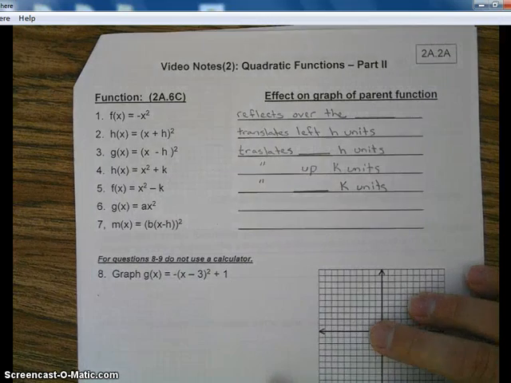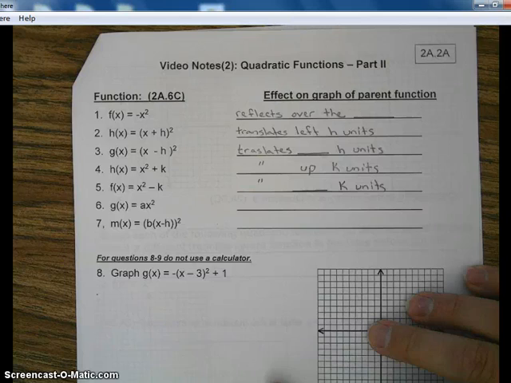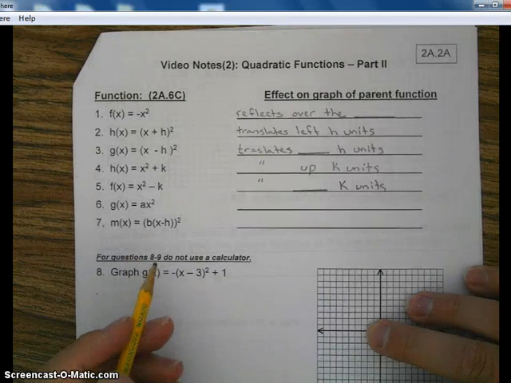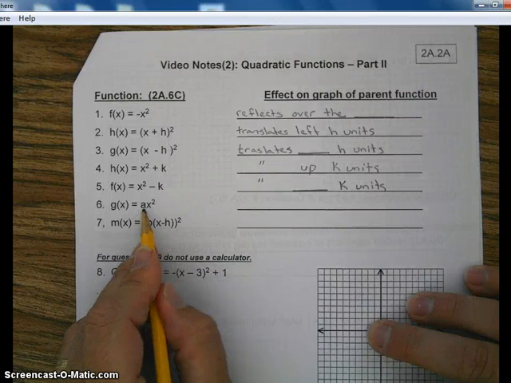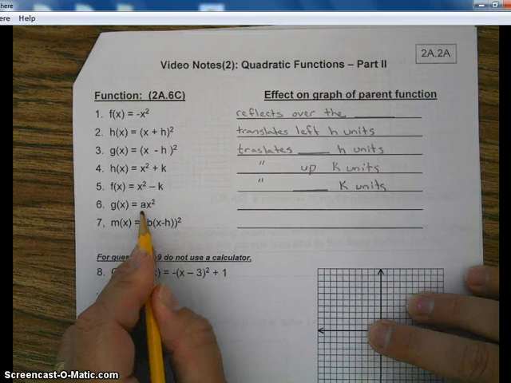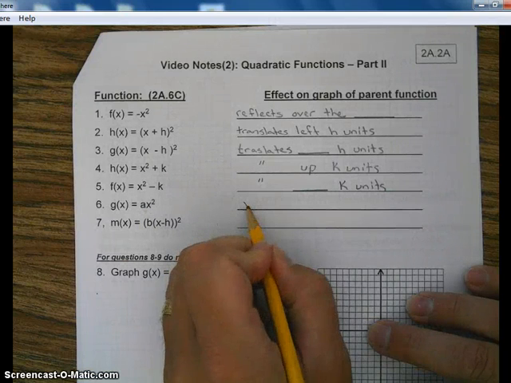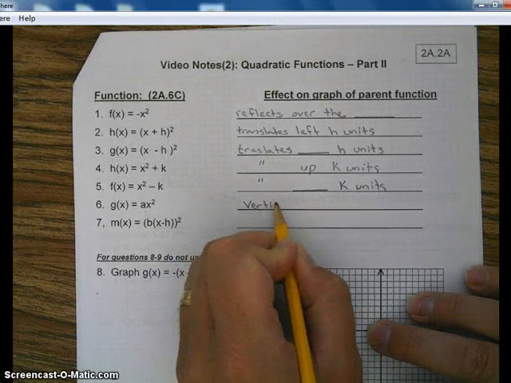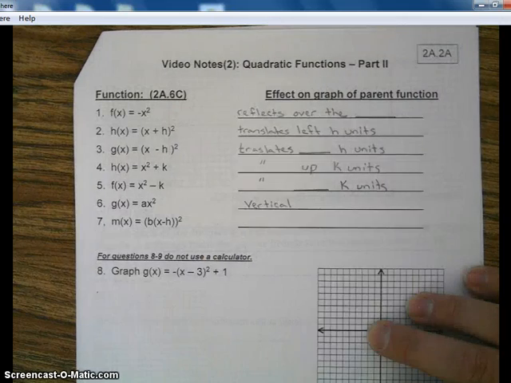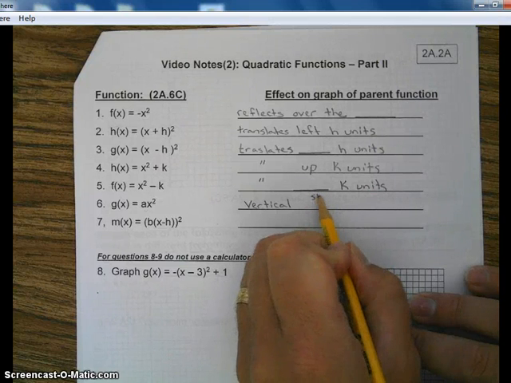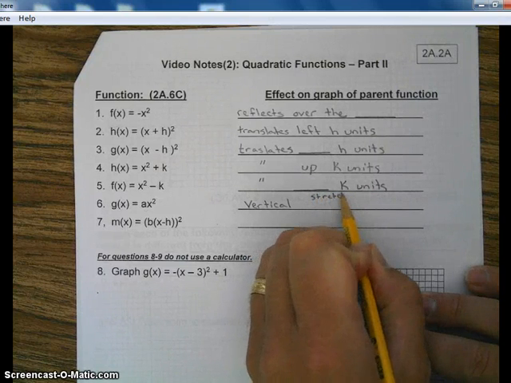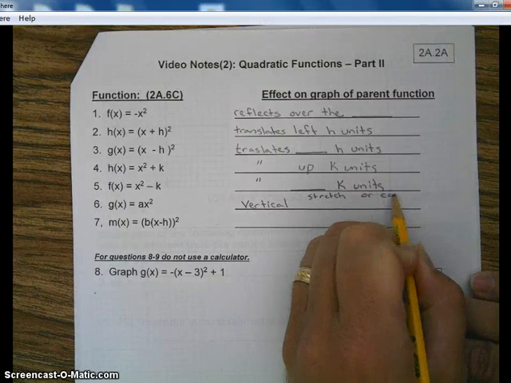Okay, and now for the really confusing part, but I believe in you. I know you can get this. Okay, so notice here the a value is not inside the parentheses, it's on the front. So that means it's going to be a vertical effect. Okay, so since it's not inside of parentheses, you're going to have a vertical effect. Now, it's either going to be a stretch or compression.